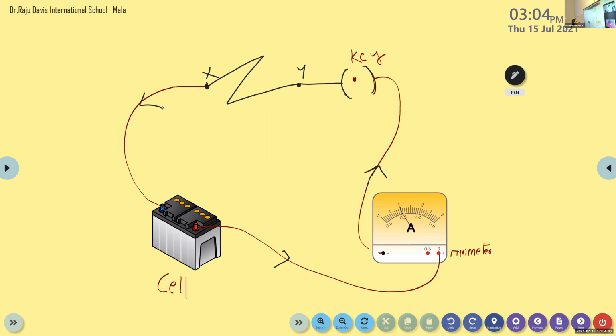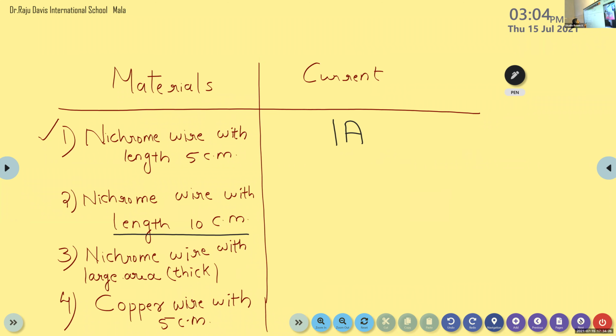Now the current starts to flow through the circuit and we measure the value of the current using the ammeter. During this time the ammeter is pointed towards here. What is the value of current now? It is 0.5 ampere. Very good. So when a nichrome wire with a length 10 centimeter is connected, the corresponding current in the ammeter is 0.5 ampere.